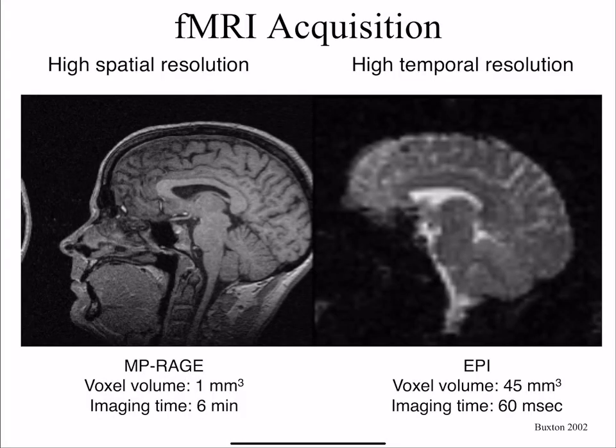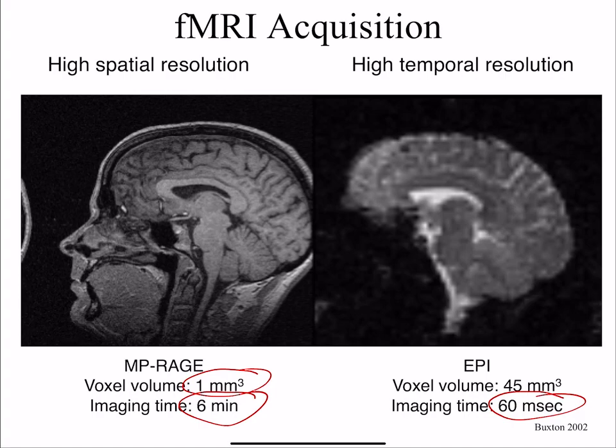So in fMRI, we make a fundamental trade-off. We're going to trade off spatial resolution for temporal resolution. For example, if you want to do a high spatial resolution image here with a 1 millimeter cubed voxel, so 1 by 1 by 1, it might take you 6 minutes, although with tricks, you might get down to 4 minutes or so. But it's still quite a long time if you think about what your brain does in 5 minutes. How many thoughts do you have in 5 minutes, and all the things it does? So we want to be able to capture brain function on much finer time scales. In this case, this slice you can acquire in 60 milliseconds.